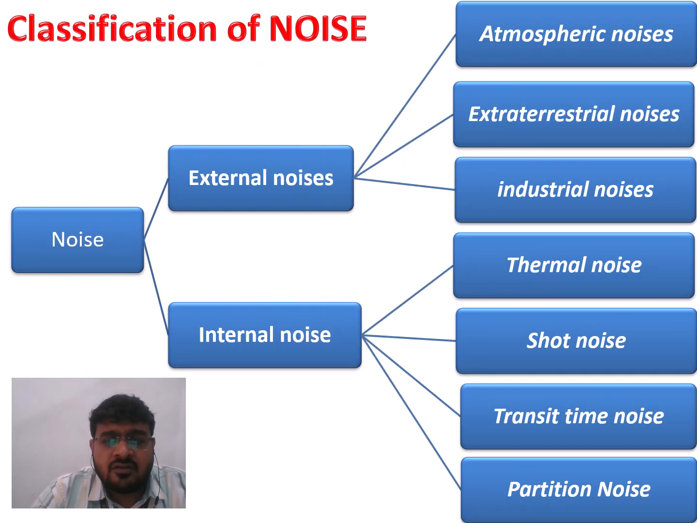The noises are classified into different types. One is called external noise and one is called internal noise. So here you can see that external noise is divided into atmospheric noise, extraterrestrial noise, industrial noise, and internal noise is divided into thermal noise, shot noise, and transit time noise.